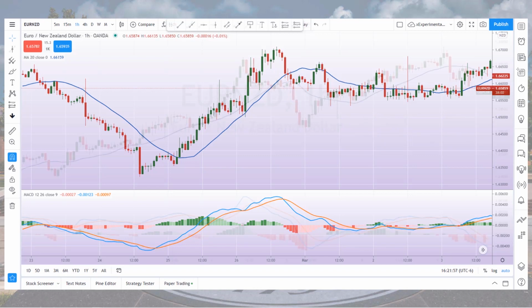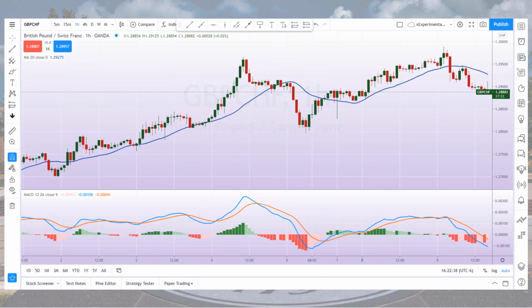Now let's take a look at a similar setup on the Great British Pound Swiss franc. This one actually pulled back more than the Euro New Zealand. The price has been above the 20 right here. The price then pulls back to the 20, closes below it, and then moves back above the 20. A couple of candles beyond that, the MACD goes bullish, and that is the buy signal. You'll buy on that candle close.